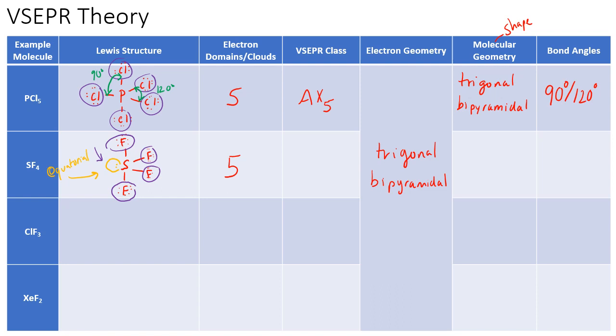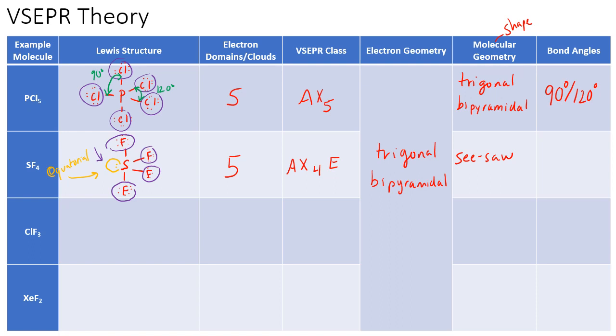The VSEPR class would be AX4E or AX4E1 because we have 1 non-bonding domain. And the actual shape for our molecule is called seesaw. If you were to imagine turning that shape on its side, you could see that it kind of resembles a teeter-totter or a seesaw, and that's where the name of the shape comes from.